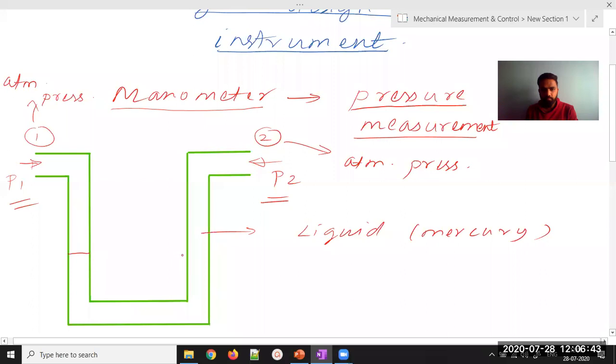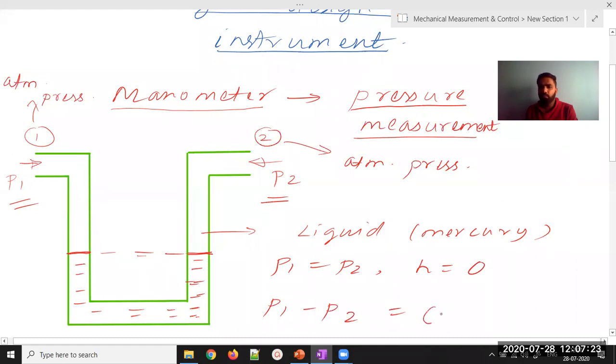Okay, so since the pressure from both the sides is equal, we know that both the sides will have the same level. I hope you're getting it. Okay. What I have tried to show you is that since P1 is equal to P2, the height in the manometer column will be equal to what? 0. And if I want to measure the difference in pressure, since the pressure is equal, we already know that P1 minus P2 will be equal to 0.